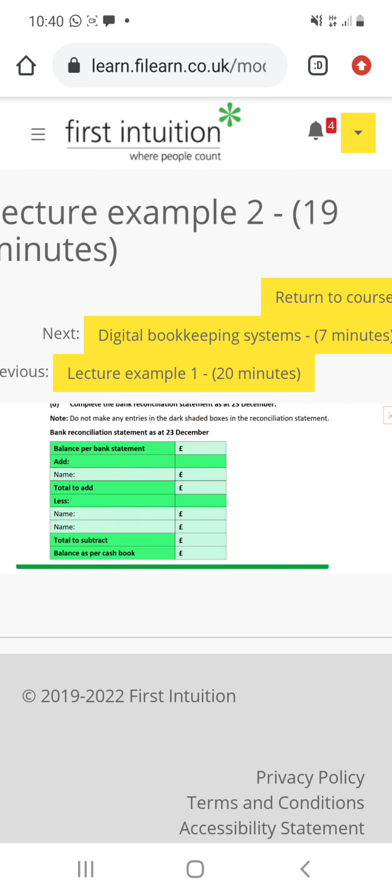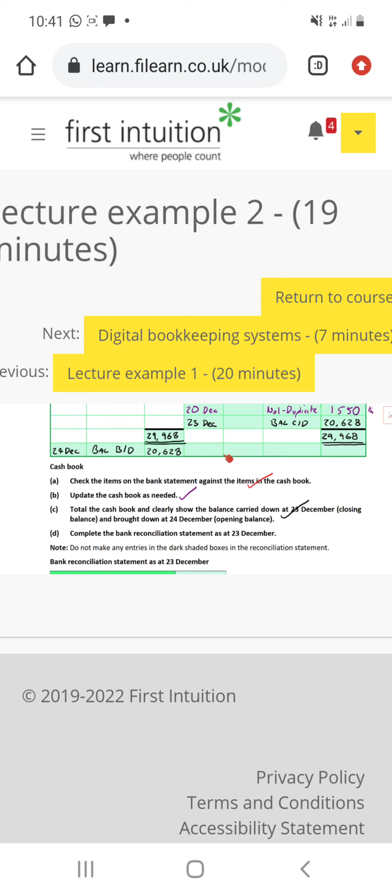So, bank rec, balance per the statement, 21,498. Okay, now remember, what do we add on? We add on any outstanding lodgements, and we take off any unpresented checks. That's what we're adding on and taking away: our outstanding lodgements and our unpresented checks.